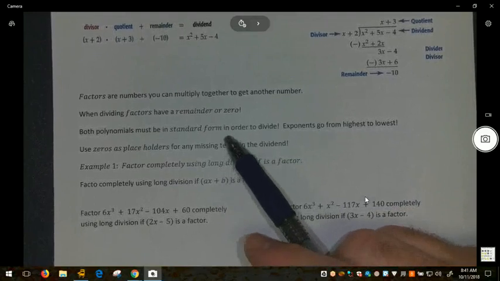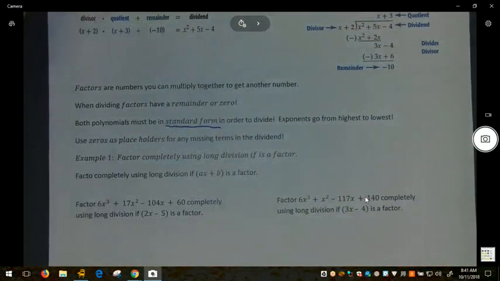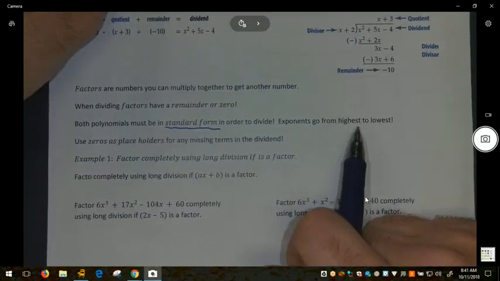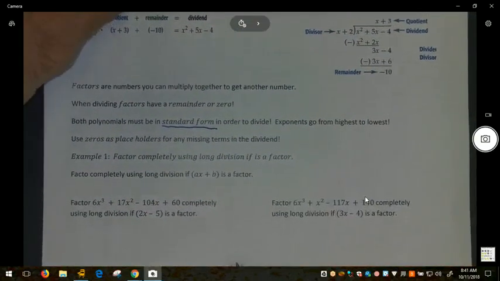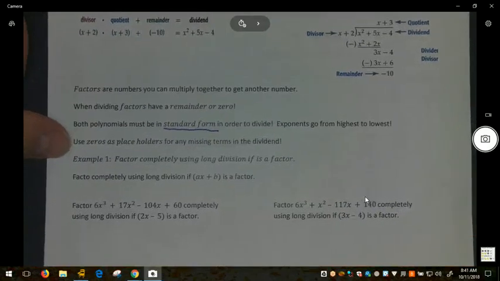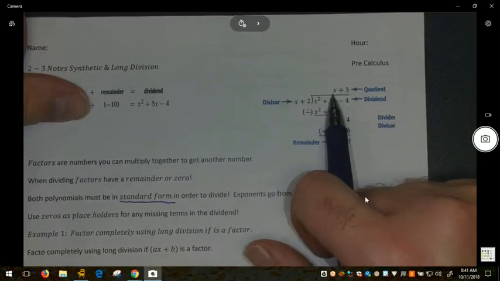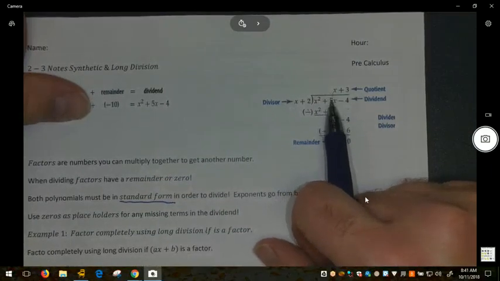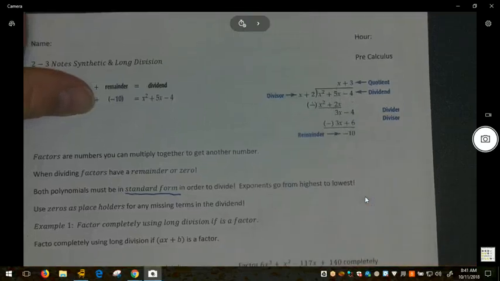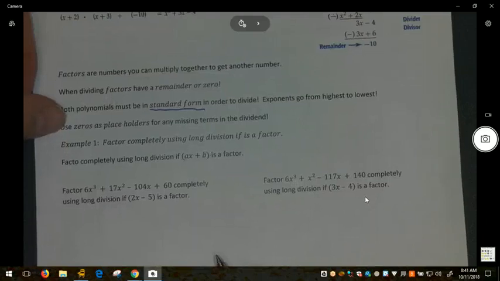Both polynomials must be in standard form in order to divide. That's really important. Always make sure you put it in standard form first. Exponents go from highest to lowest. Use zeros as placeholders for any missing items in the dividend. So in this one, let's say I did not have an x term, I just had x squared minus 4, I would put a 0x in the dividend. Use zero placeholders for any missing terms in the dividend.